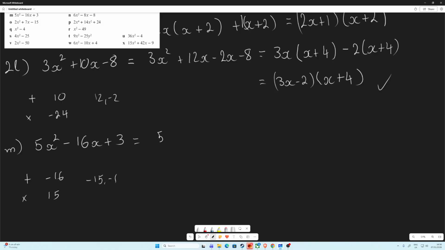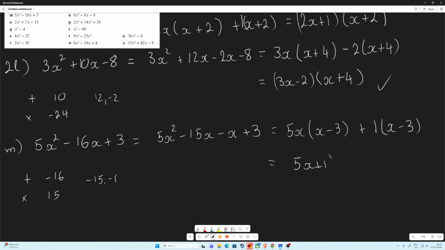So you have 5x squared minus 15x minus x plus 3. This is equal to 5x times x minus 3 plus 1 times x minus 3. So the answer is 5x plus 1 times x minus 3.